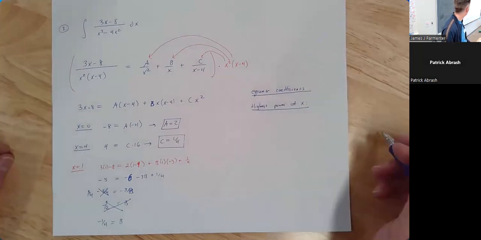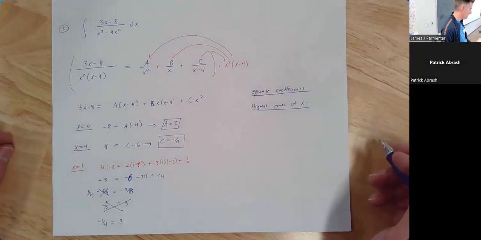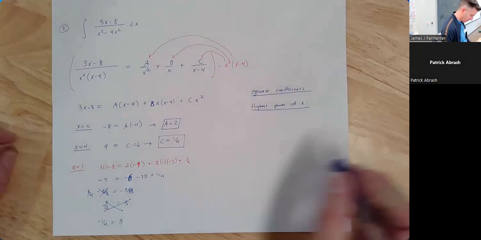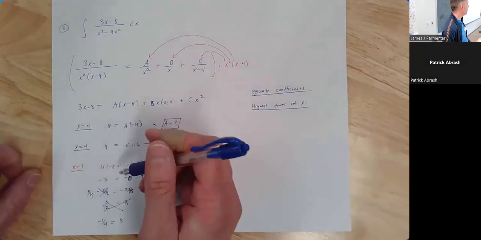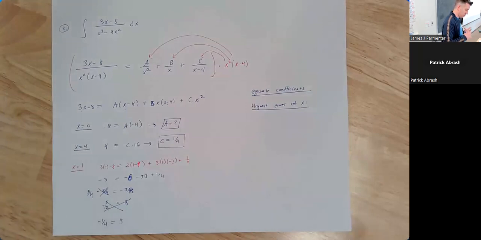One, 2, or 3? Definitely 2, right? I've got an X squared there, an X squared there, an X, right? You have to think about, if you multiply it all out, what the highest power would be.